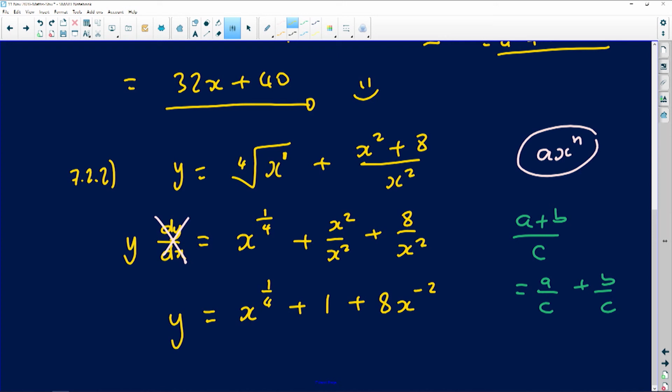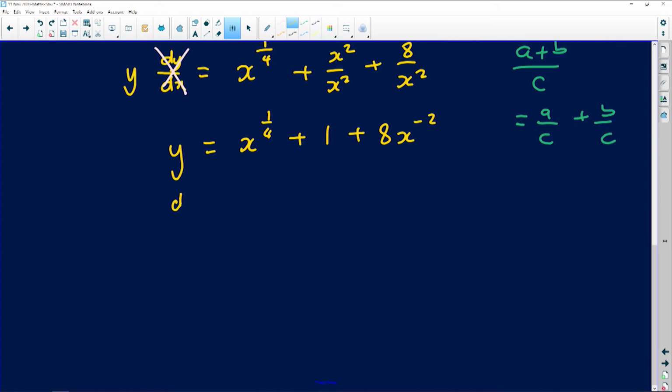Now I'm ready to derive. Only now do I say the derivative of y with respect to x is a quarter of 1, so a quarter x to the power of a quarter minus 1. It's like 1 over 4 minus 4 over 4. It's going to give you negative 3 quarters. The derivative of 1, which is a constant, is going to be 0. The derivative of 8x to the negative 2 will be minus 16x to the negative 3.